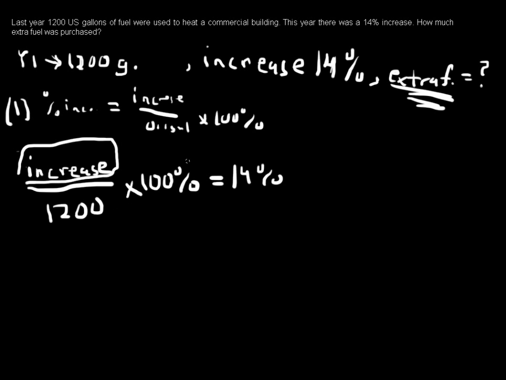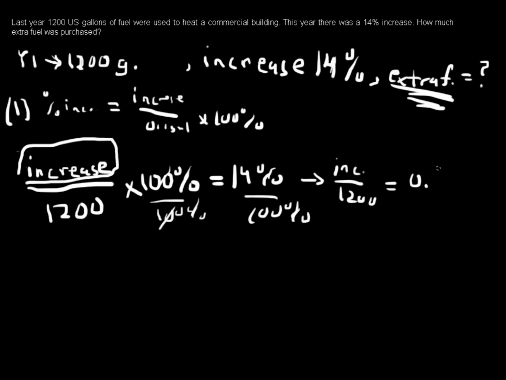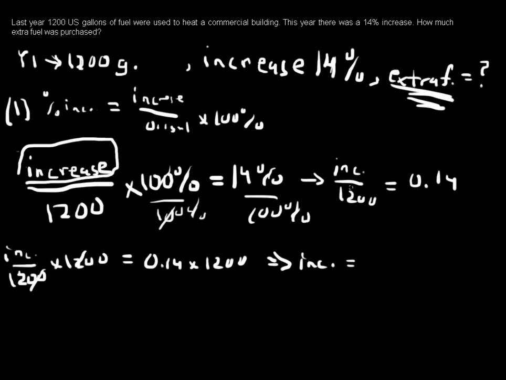Now it's just a matter of isolating this right here, and we can do multiple things. Let's divide by 100% on both sides, to get rid of this and this. You'll be left with increase over 1,200 is equal to 0.14. Now let's multiply both sides by 1,200 to get rid of that 1,200 in the bottom. Whatever you do to one side, you always have to do to the other. So that cancels out and you're left with extra fuel. You got 168 gallons.